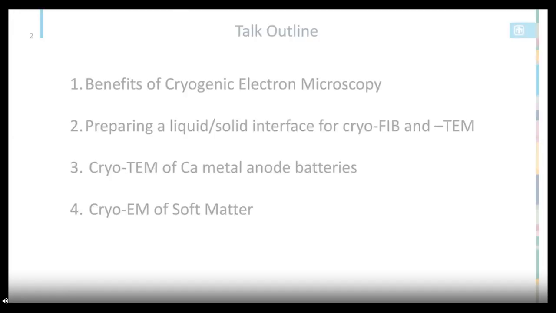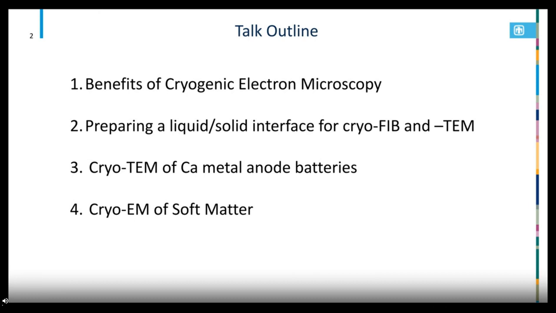Brief outline of today's talk. I'll talk about the benefits of cryogenic electron microscopy as it relates to material science. Then I'll give a short introduction to preparing a liquid-solid interface for cryo-FIB and cryo-TEM investigation. Then I'll talk specifically about a TEM investigation of calcium metal anode batteries that I've been involved in recently. And then once those three topics are finished, John will talk about cryo-EM of soft matter.